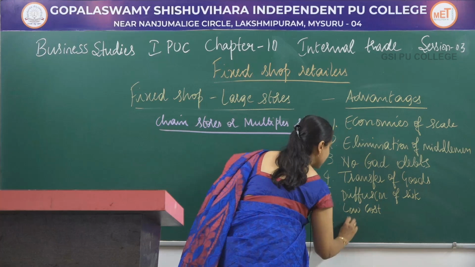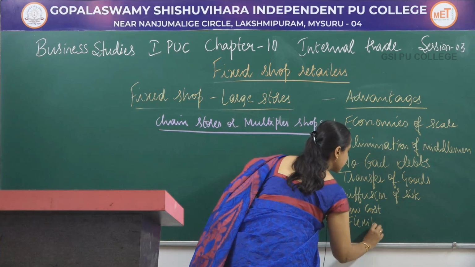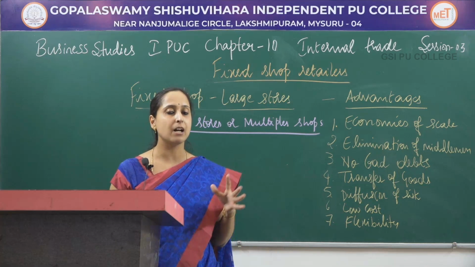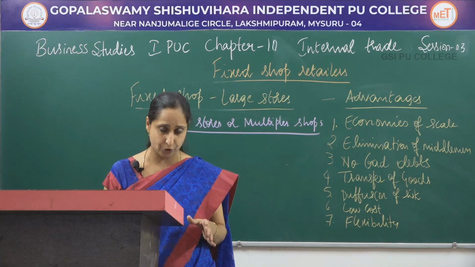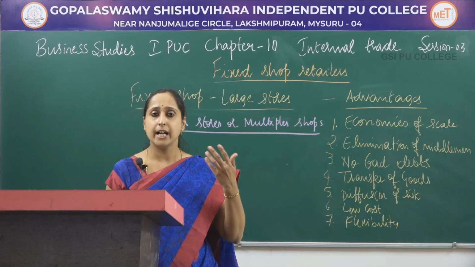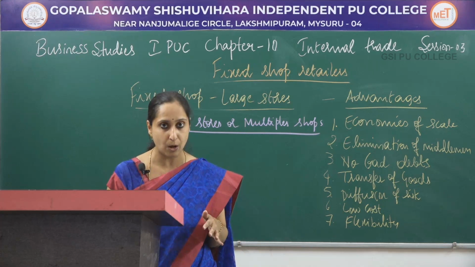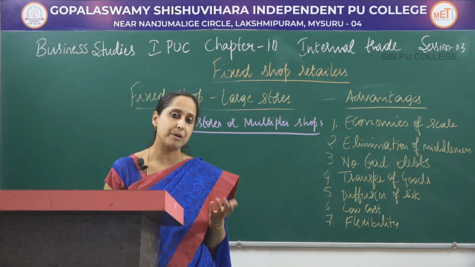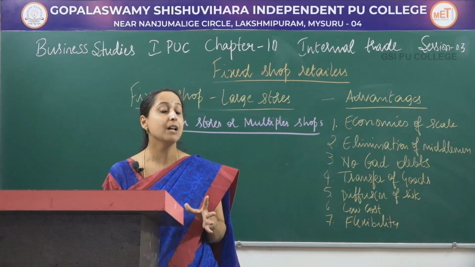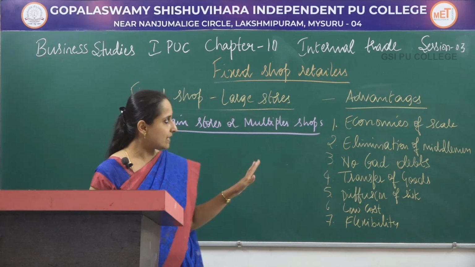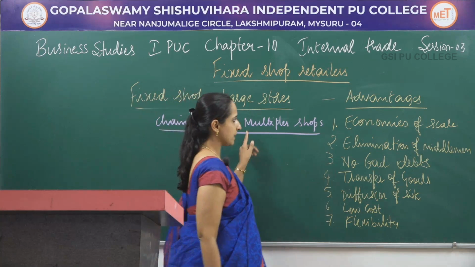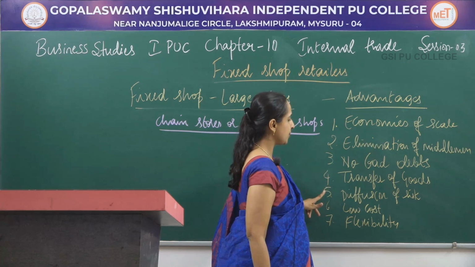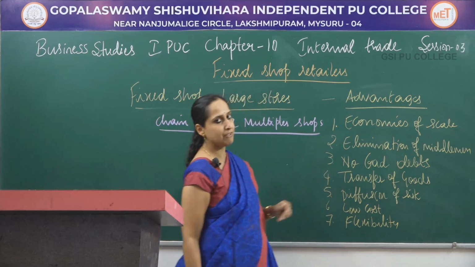Seventh is flexibility. Flexibility means if a particular shop at a particular location is not doing well, the head office may decide to close down that branch, and they may decide to shift that branch to some other location. So there is flexibility here. So these are the advantages of multiple shops: economies of scale, elimination of middlemen, no bad debts, transfer of goods, diffusion of risk, low cost and flexibility.